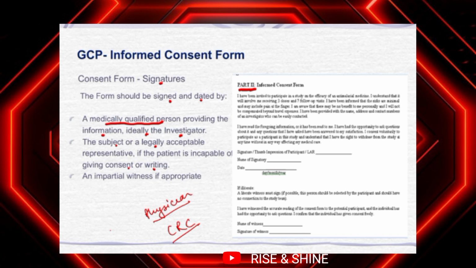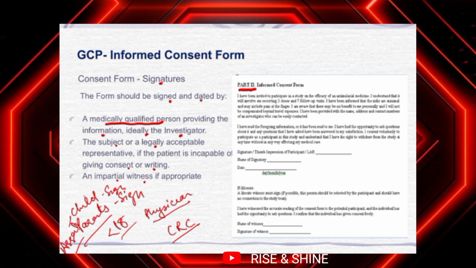If children are involved, who are less than 18, then their parents or their guardians will also be there, and they will also sign. A child will also sign. This is known as assent. This is a little deeper, maybe we'll cover it in some other video. So this is how it is done.